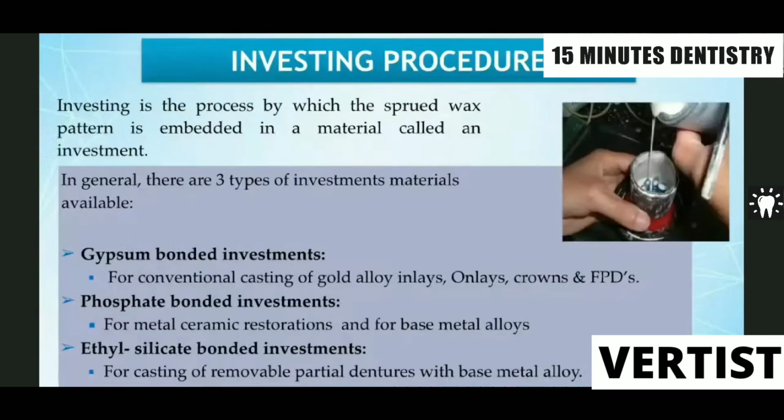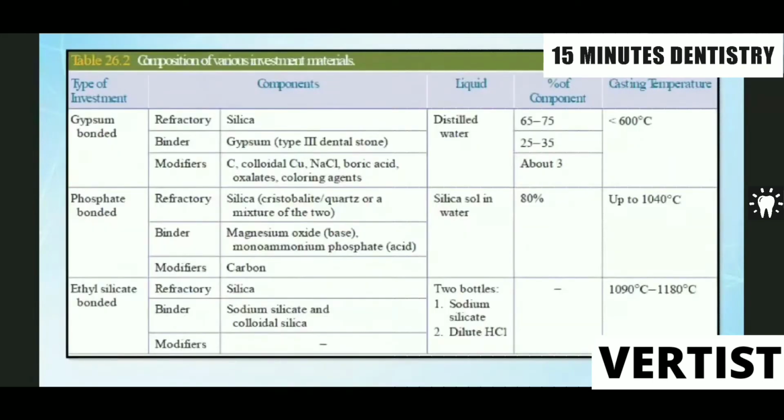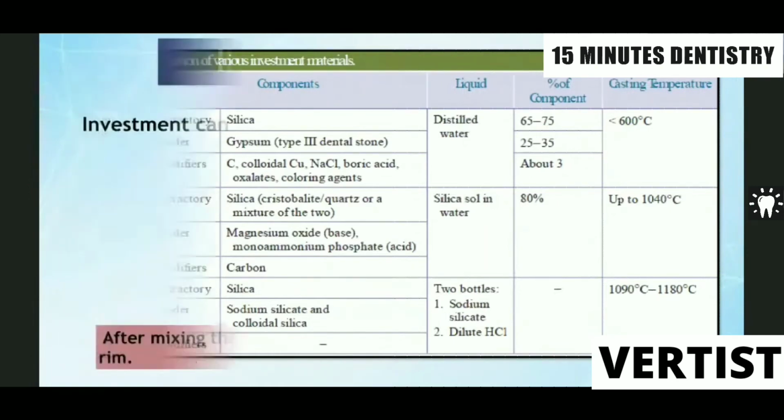mold. Now, investing procedure, as I said: gypsum bonded is indicated for investing your gold alloys on inlays and crowns. Phosphate bonded is for the base metal alloys, and the ethyl silicate bonded materials we have for your partial dentures and cast metal alloys. These are the various properties. They will have binders, modifiers, refractories. So you can refer to the textbook again for these details.